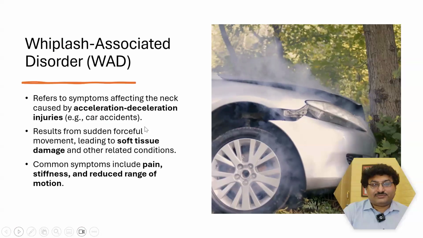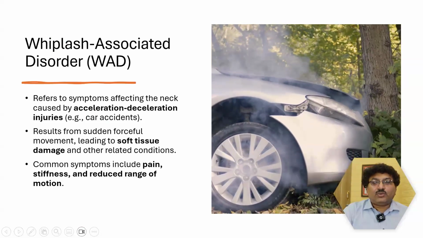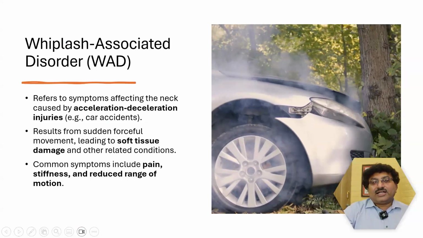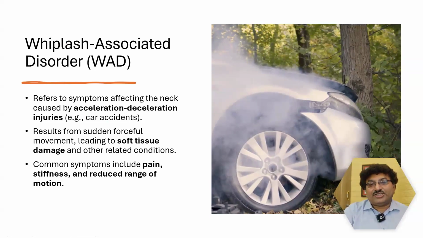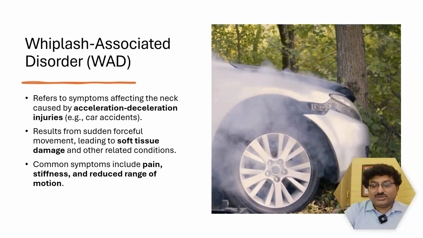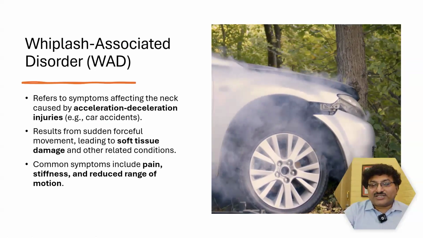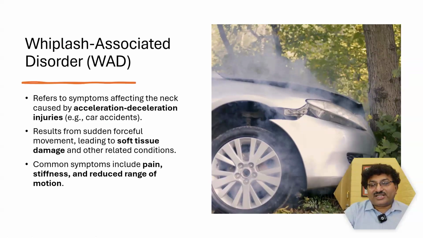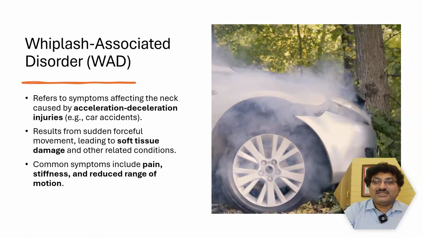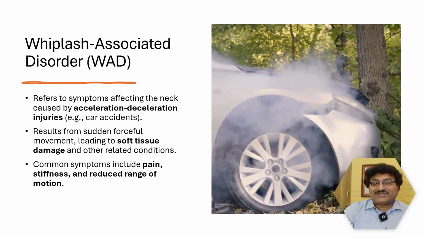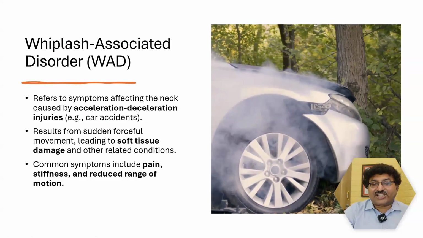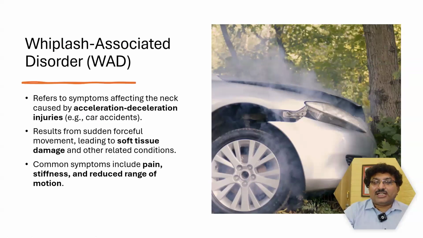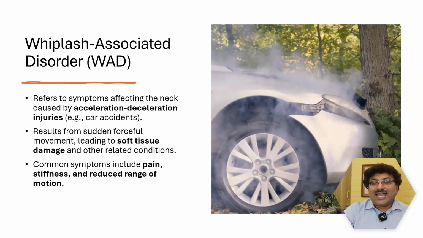Now, regarding this facet joint, let us discuss a little bit about a similar topic, that is the whiplash associated disorders. So what is whiplash associated disorders? In the past, it has been associated with whiplash, that's why the name. It's a type of acceleration deceleration injury. So basically, it occurs when the body is in motion and suddenly comes to a halt.